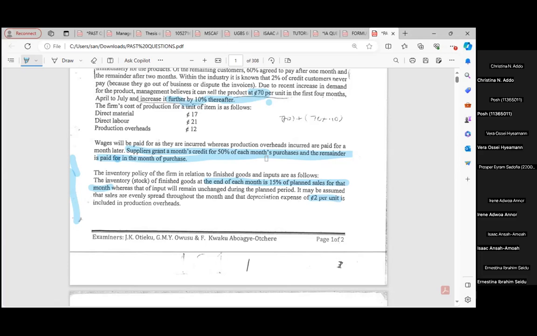Suppliers grant a month's credit for 50% of each month's purchases. Isaac, please, somebody is saying that the recording has dropped. So if you can make him a co-host. Albert, I've made you a co-host too. Where are you? Raise up your hand, Albert. Your recording will be super. You have to give us your recording. Emma, you are here.